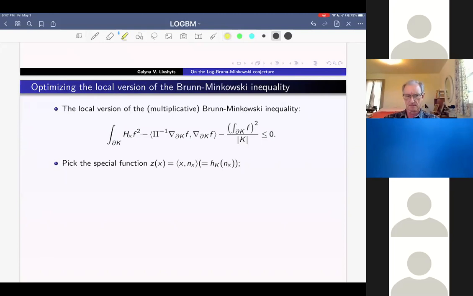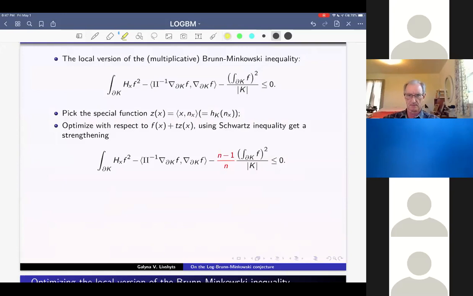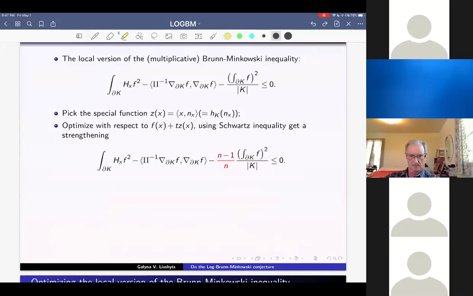And Lebesgue measure is inhomogeneous, so it turns out that it gives something nice. Namely, if you integrate by parts and check, you see that what we get is the improved version of the local Brunn-Minkowski inequality, where we have the factor of n minus 1 over n here, which is better than 1. It's a stronger inequality, and it is now invariant under adding the support function to F.